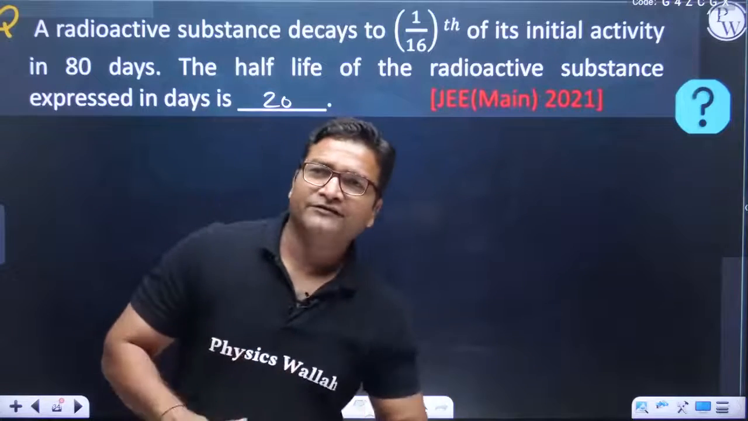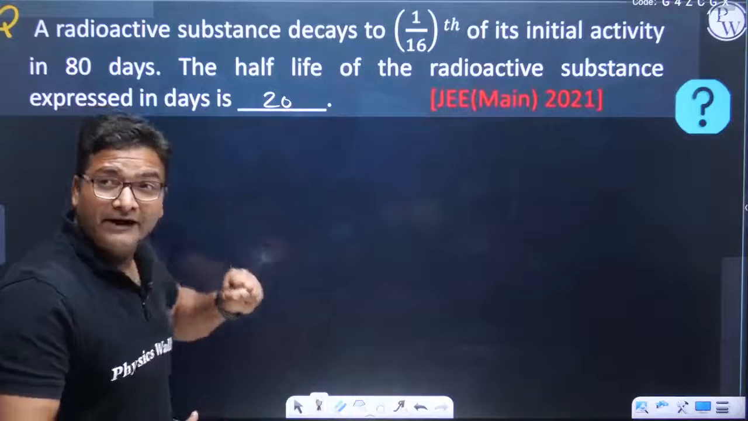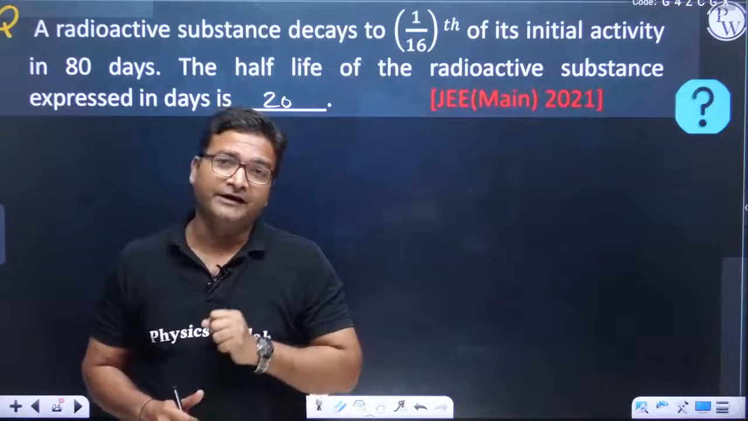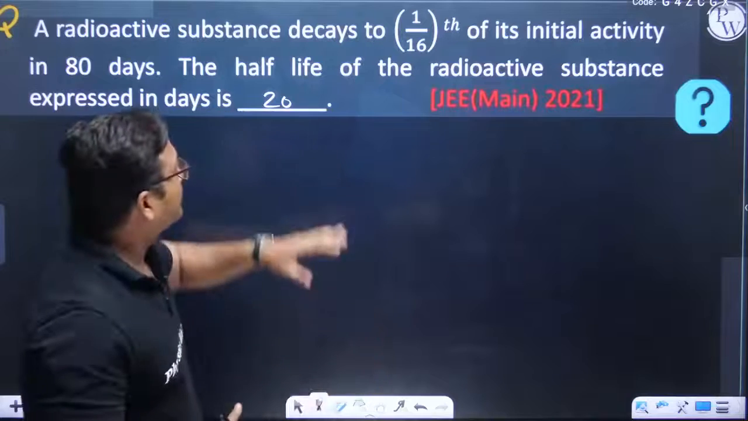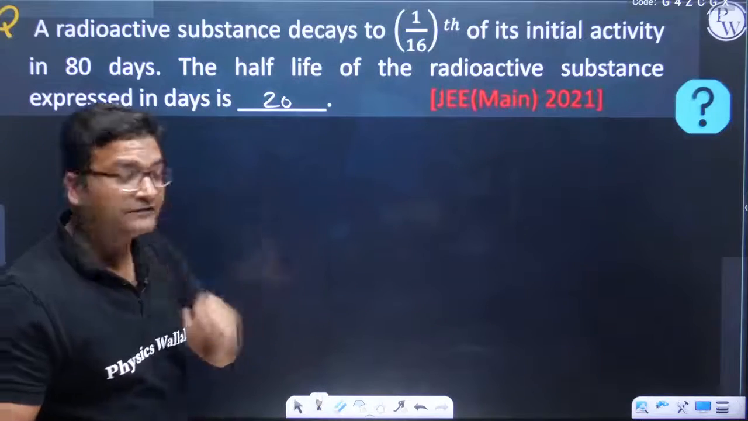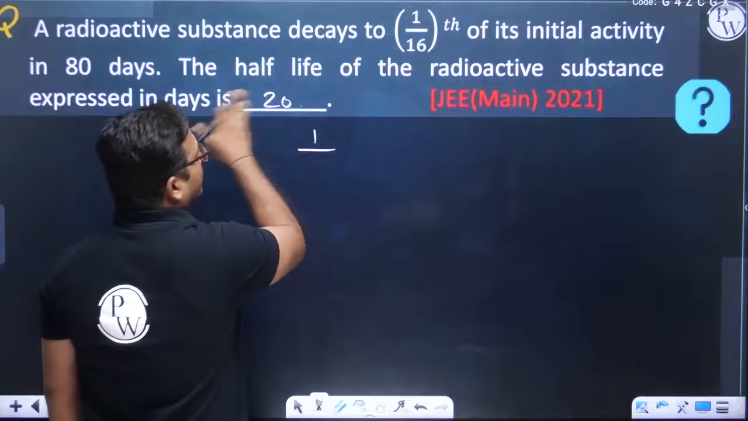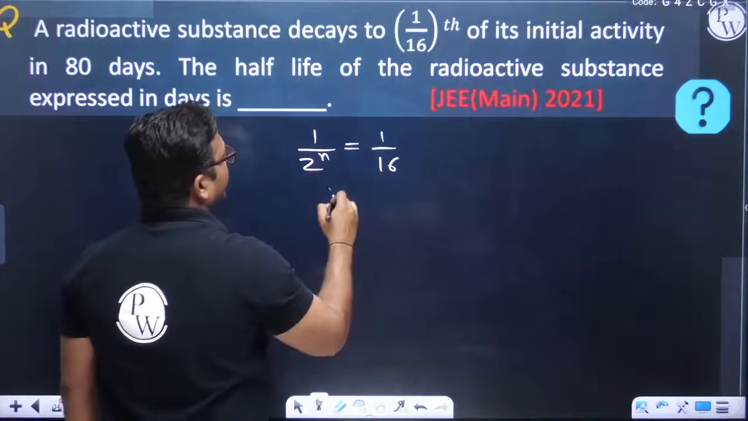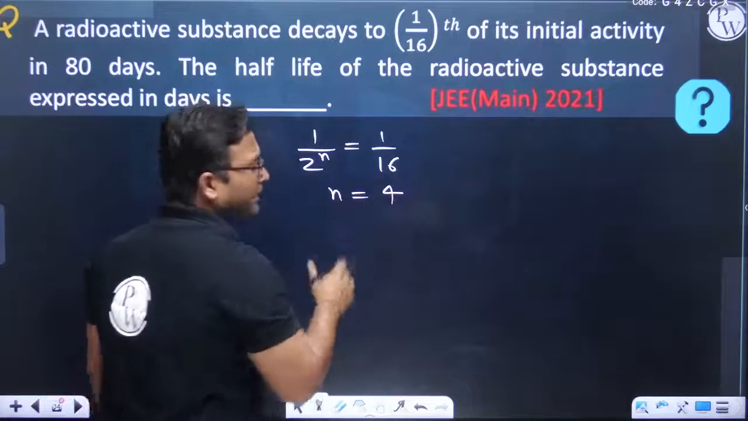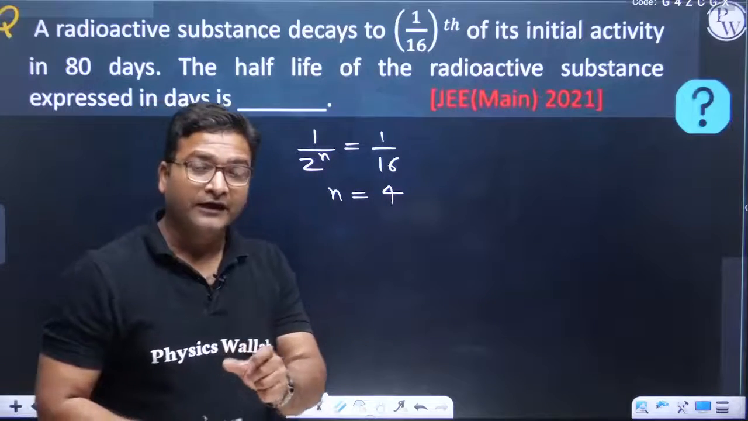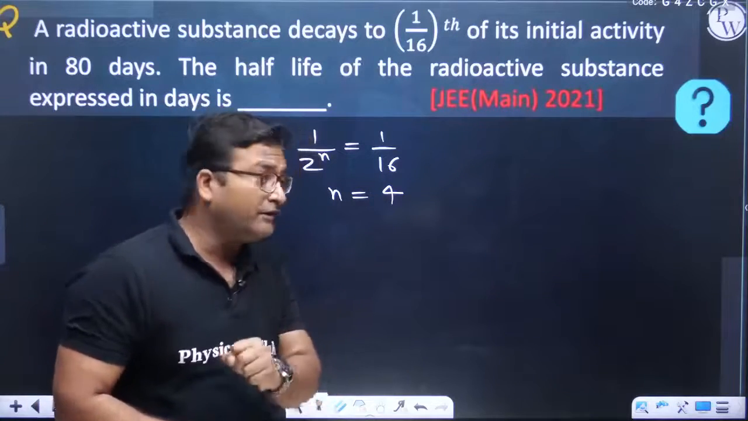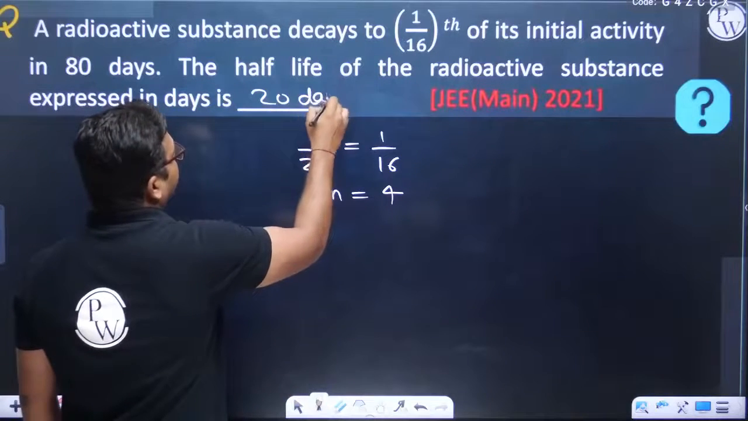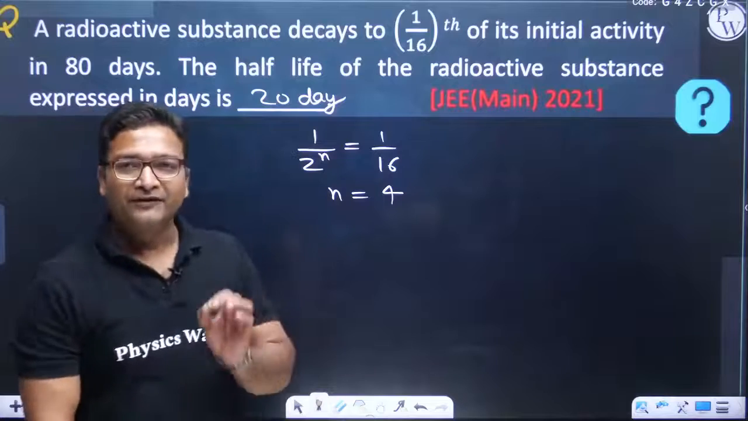This question is again very simple, and it says the radioactive substance decays to 1/16th of its initial activity in 80 days. So if it decays to 1/16th of its initial activity, you can say 1 upon 2 to the power n is 1/16. So n is 4. So there are 4 half-lives in 80 days. And if there are 4 half-lives in 80 days, one half-life will be simply 20 days. So 20 is your perfect answer.